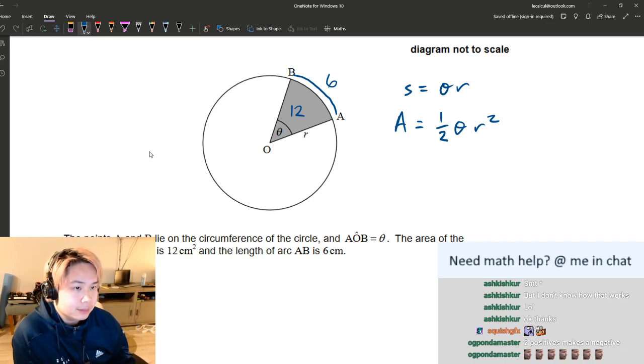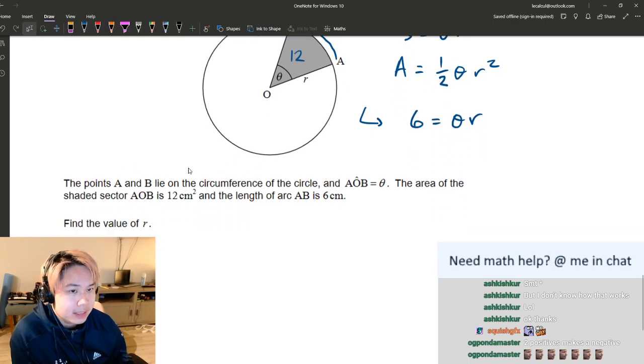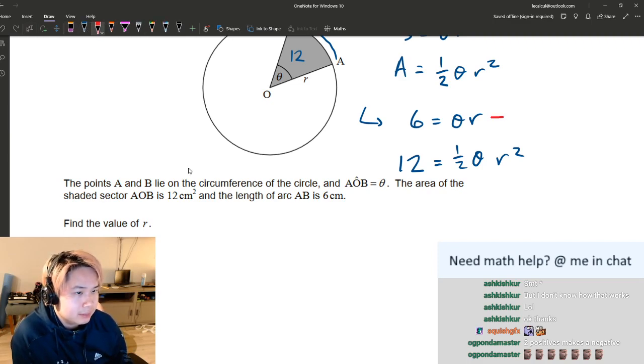Okay, now we know what each of these things are. This is 6 is theta times R, and the area is 12, so this is 1/2 theta times R squared. Now since I want to solve for R, what I'm going to do is I'm just going to isolate for theta. So theta is 6 over R. So that when I make a substitution into the second equation, the only variable I have is R.